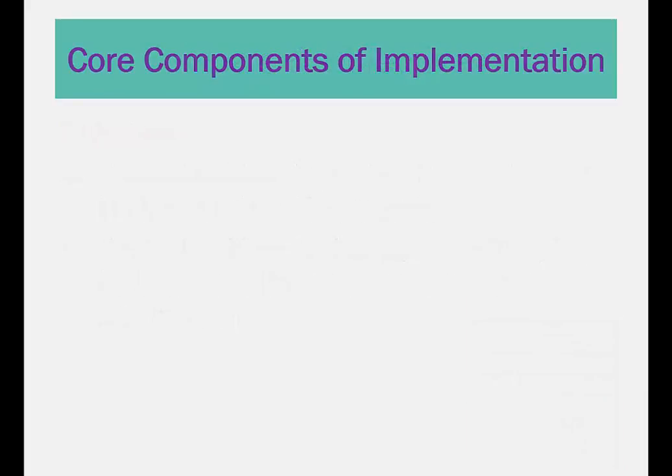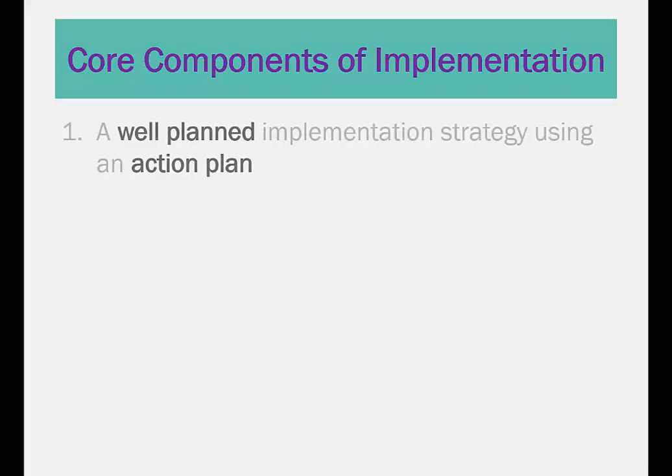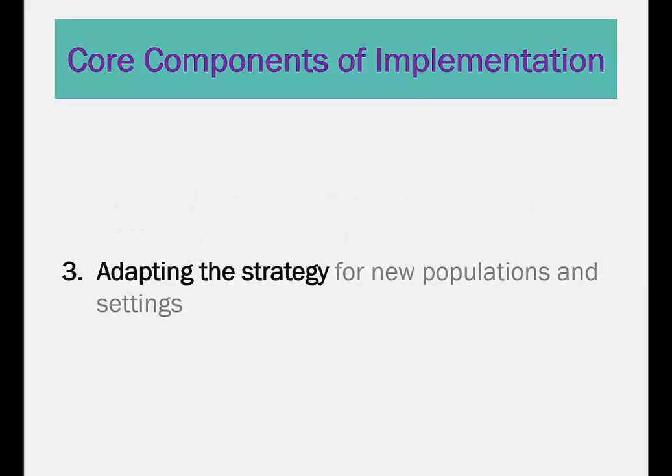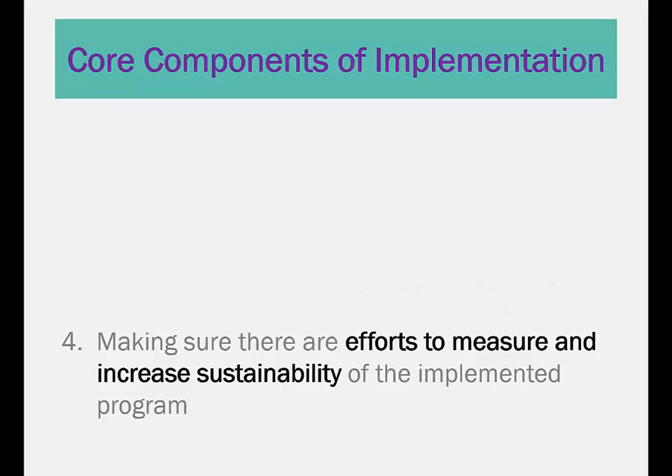There are four main components of implementation, all of which we will take a closer look at later in the module. The four main components are: 1. A well-planned implementation strategy using an action plan. 2. Maintaining the fidelity of the evidence-based prevention strategy you are implementing. 3. Adapting the intervention for new populations and settings. And 4. Making sure there is an effort to measure and increase sustainability of your implemented program.